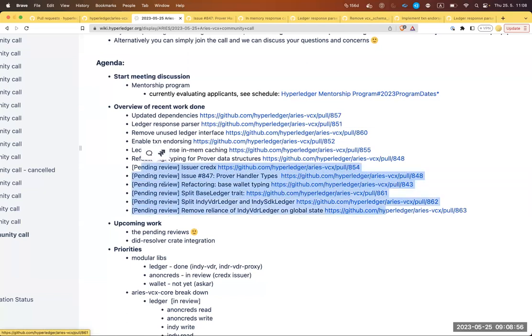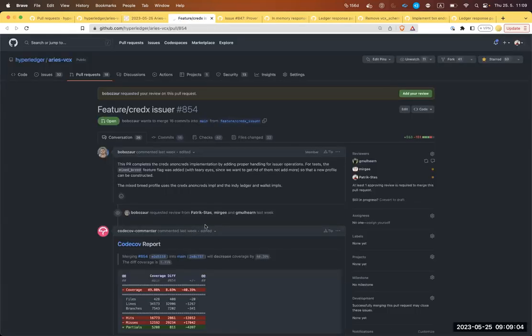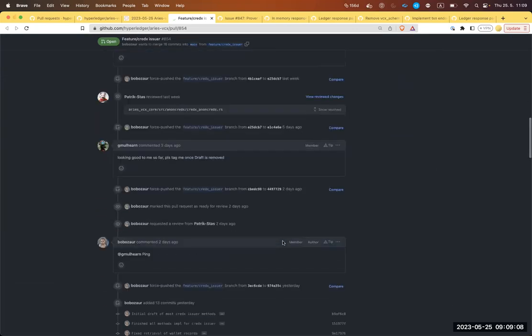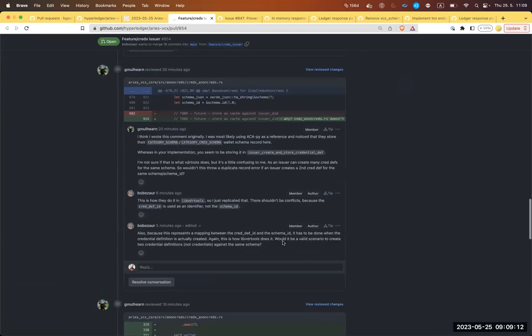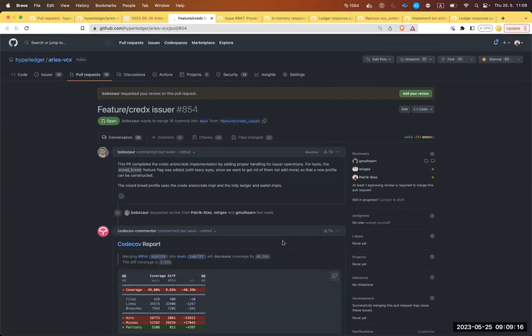Okay, and then we have a whole bunch of reviews pending. Starting with the issue Credex PR, the important piece we are awaiting and looking forward to. I guess this is ready, and I see that George already left some review, but I'll leave the mic for Bogdan to comment on this. Yeah, not much to say. I'm going through George's review right now. Overall, it's pretty much done. Now, this replicates what LibVDR Tools was doing, at least functionally. And I guess that's mainly for two reasons. One would be to make it easier to swap between them.